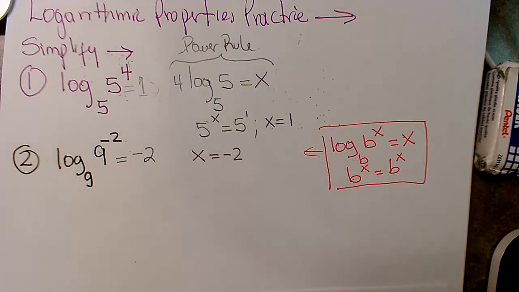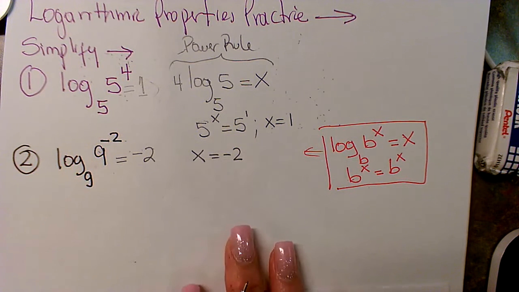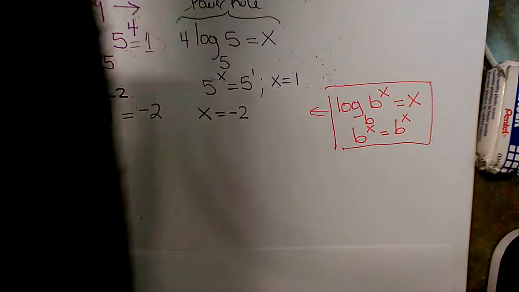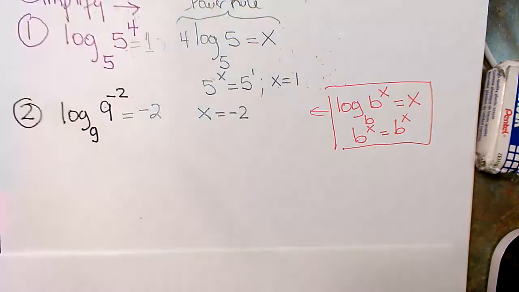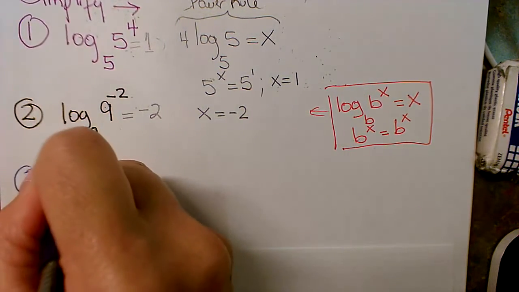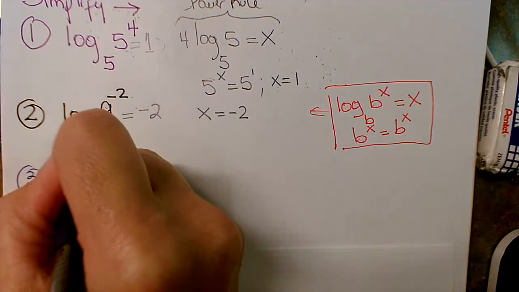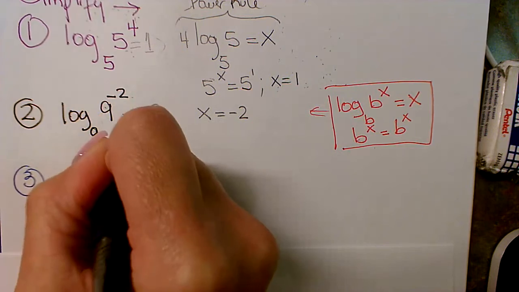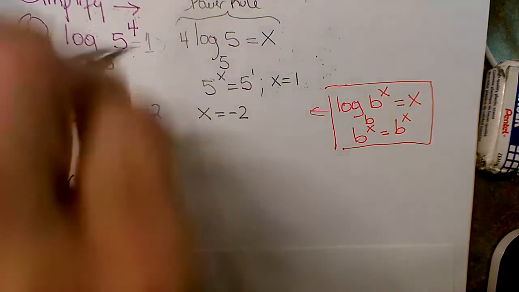Because that's the exponent. Now, let's do this one. 3, 6 to the exponent log base 6 of 5.